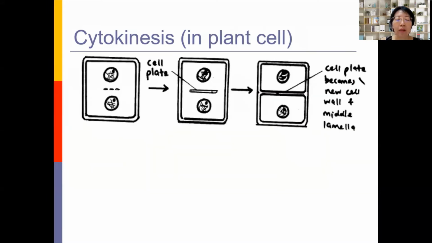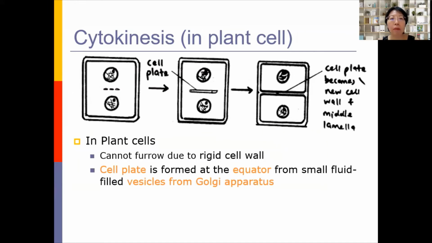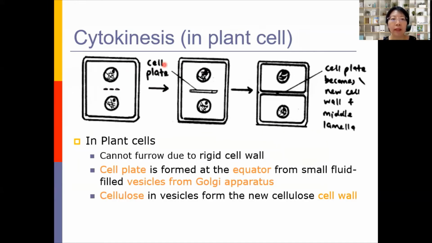So for plant cell during cytokinesis, a cell plate is formed in the center of the cell at the equator region. This cell plate is formed from fluid-filled vesicles which come from the Golgi apparatus. Remember, Golgi apparatus is an organelle that will collect, modify, transport, and distribute substances. Center of collection, modification, transportation, and distribution.